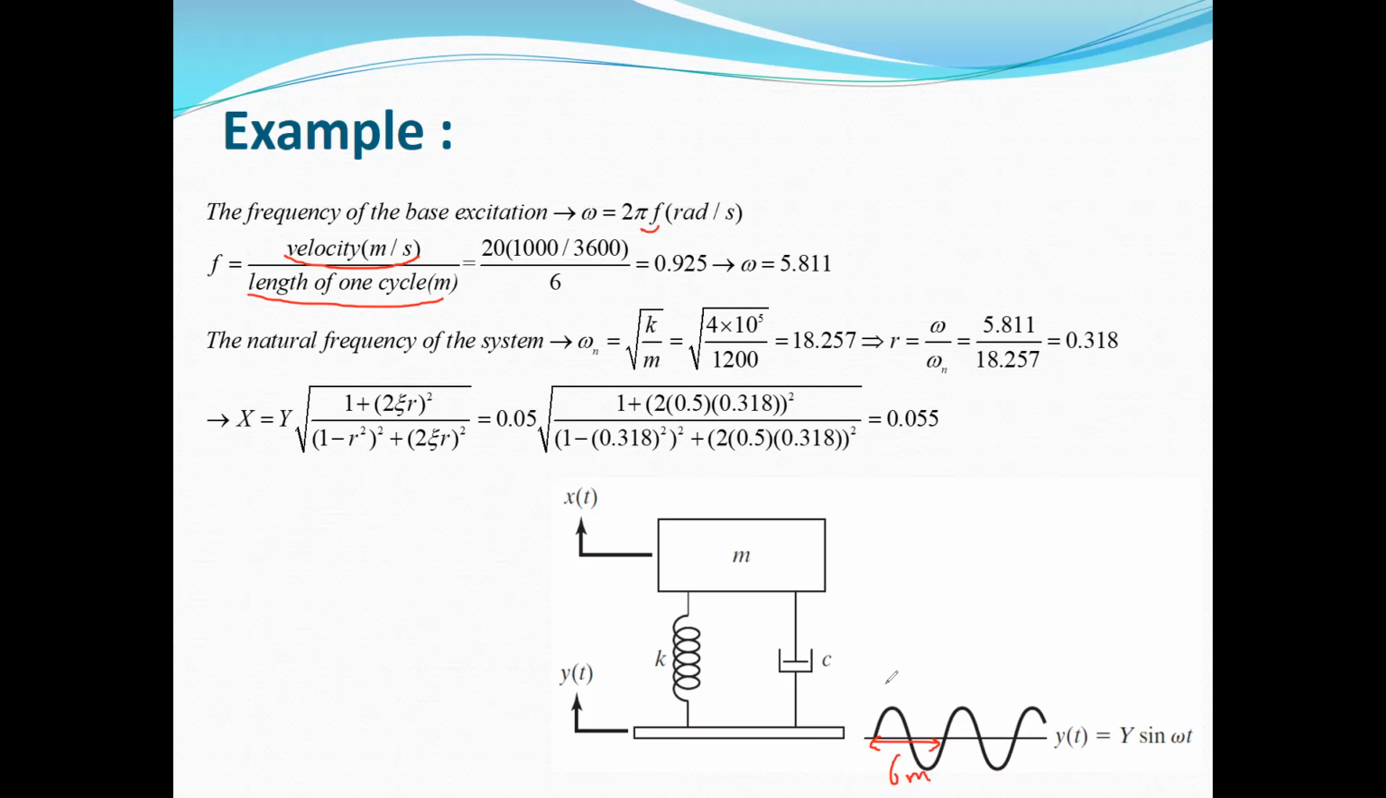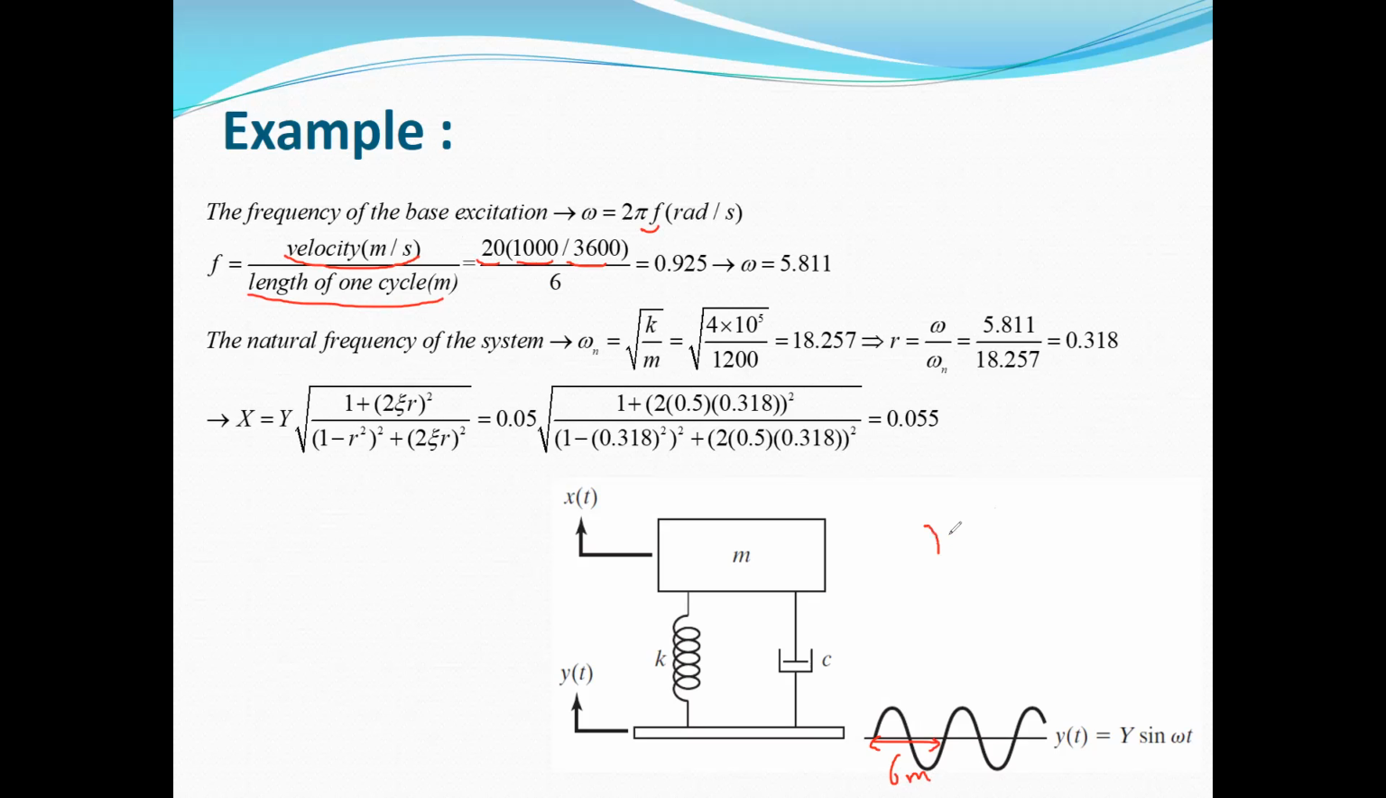We know that the speed of this vehicle is 20 kilometers per hour, and of course we should convert it into meters per second. For this purpose, we should multiply 20 by 1000 and divide it by 3600 to convert from kilometers per hour to meters per second. Okay, so this is the velocity in meters per second.